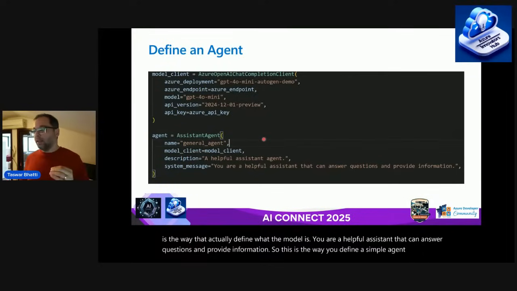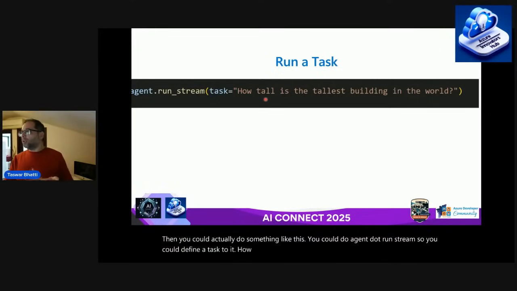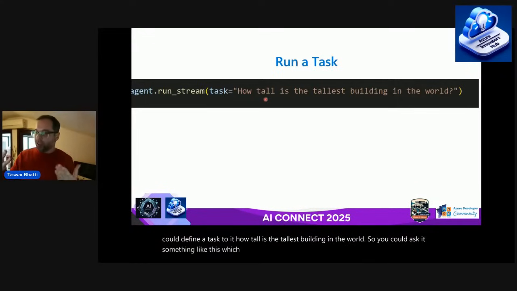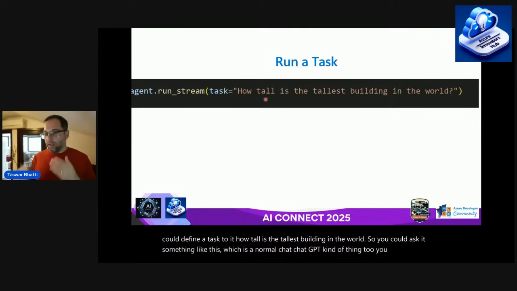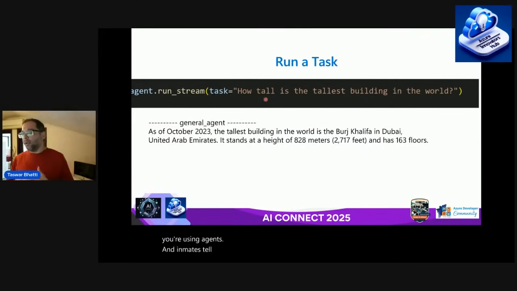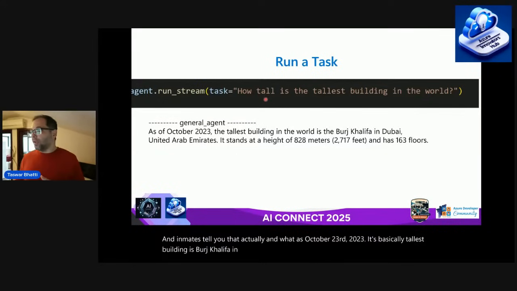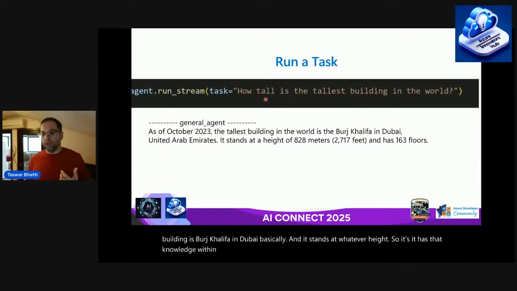Once you've defined this, you could do something like agent.runStream, where you define a task for it: How tall is the tallest building in the world? You could ask it something like this, which is a normal ChatGPT kind of thing too, but here you're using agents. And it might tell you that as of October 23rd, 2023, the tallest building is Burj Khalifa in Dubai, and it stands at whatever height. So it has that knowledge within the GPT-4o mini, so it's able to give me that information.